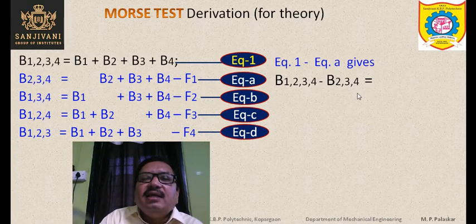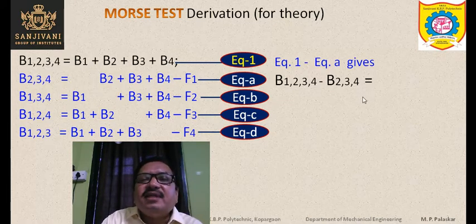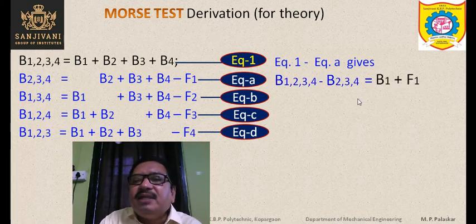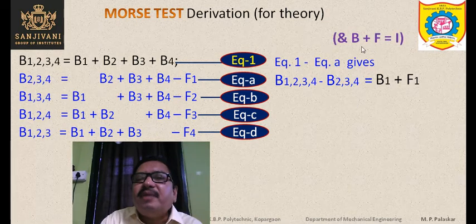And let us go to the right hand side now. Let us subtract this from this one. So B2 will get cancelled, B3 will get cancelled, B4 will also get cancelled. What is left is B1 minus F1, that is B1 plus F1. And since we know that the sum of brake power and frictional power is equal to indicated power, B plus F is equal to I, therefore we can write B1 plus F1 is equal to I1.